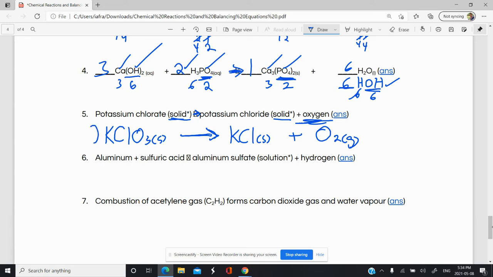Let's put a 2 over here to get 2 potassiums, 2 chlorines, 6 oxygens. Let's put a 3 here, that's 6 oxygens, a 2 here, that's 2, 2. So now we're totally balanced, and there is our balanced equation with our states in there.